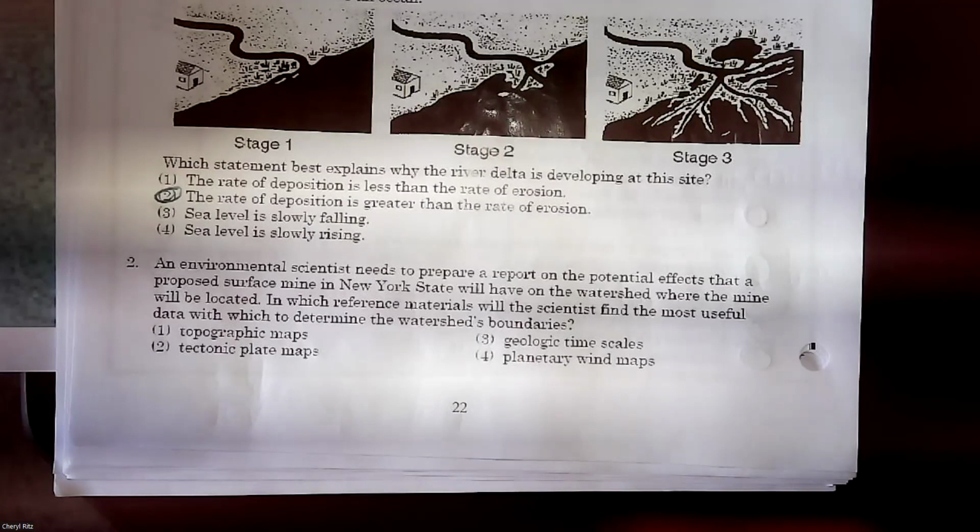Oh, and this one. Before I even go over it, let's again see what you had to say. An environmental scientist needs to prepare a report on the potential effects a proposed surface mine in New York State will have on the watershed where the mine will be located. In which reference material would the scientist find the most useful data to determine the watershed's boundaries? They want to know where the watershed starts and stops.